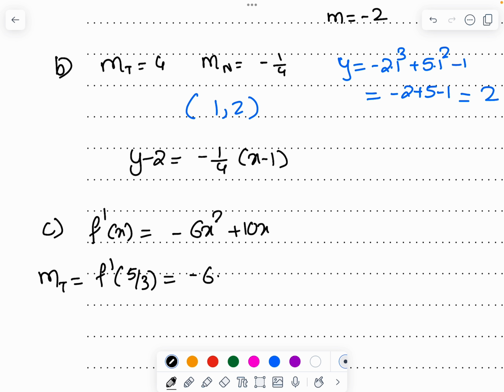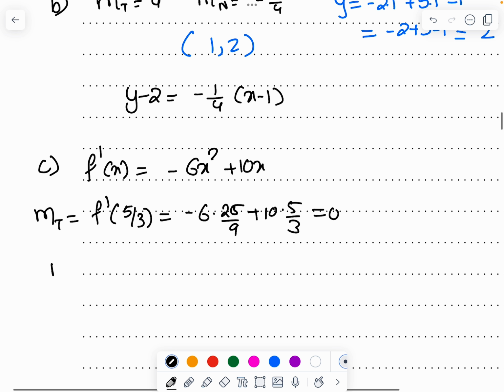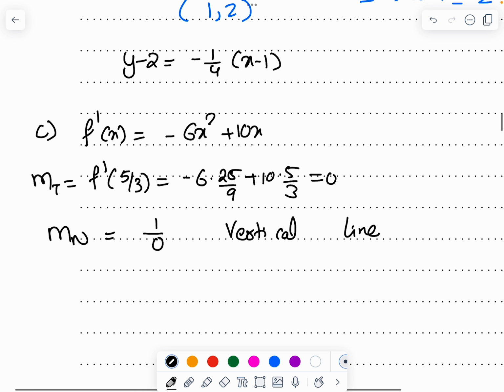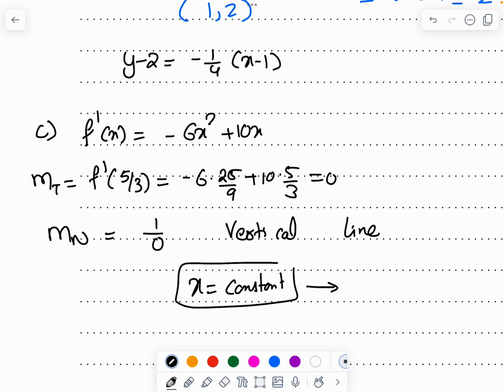So negative 6 times 25 upon 9 plus 10 times 5 upon 3, which is going to be 0. So the slope of the tangent is 0, which means the slope of the normal will be 1 upon 0, which is a vertical line. In that case, x equal to a constant is the equation of the line. Over here the constant is 5 upon 3, so x equals 5 upon 3 is going to be the answer.